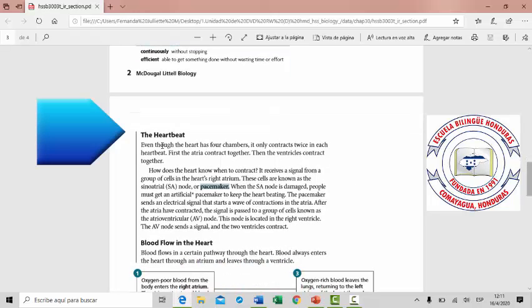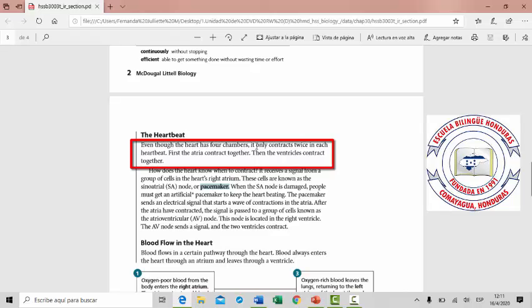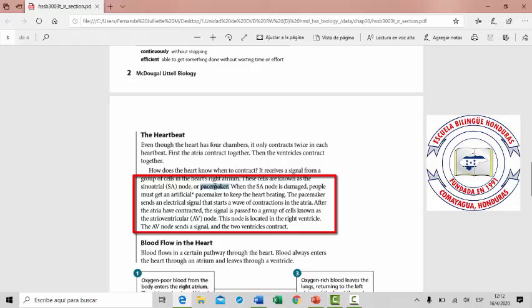The heartbeat. Even though the heart has 4 chambers, it only contracts twice in each heartbeat. First, the atria contract together, then the ventricles contract together. In our heart, we have cells known as the sinoatrial, or SA node, or pacemaker. When the SA node is damaged, people must get an artificial pacemaker to keep the heart beating. The pacemaker sends an electrical signal that starts a wave of contraction in the atria.